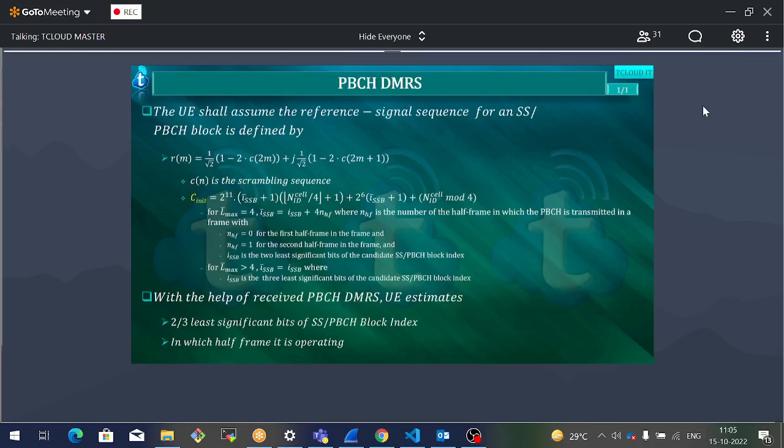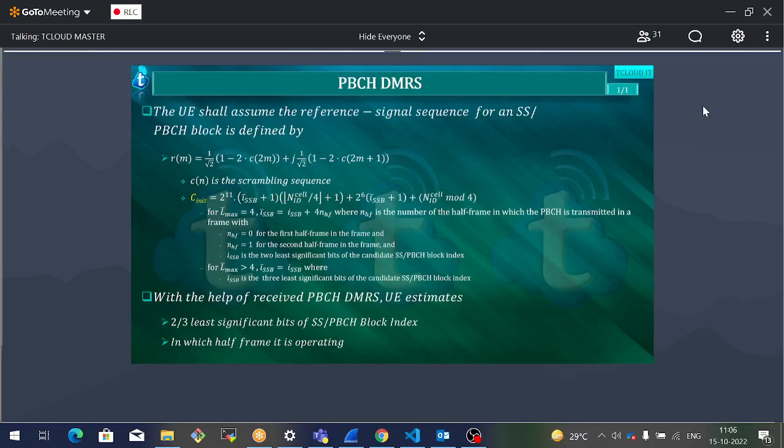What about the receiver point of view? The receiver knows this formula. The duty of the receiver, after receiving these PBCH DMRS bits, is to estimate the ISSB value, the 2 or 3 least significant bits of the PBCH block index number. It is getting half of the block index number from here, not the entire thing.